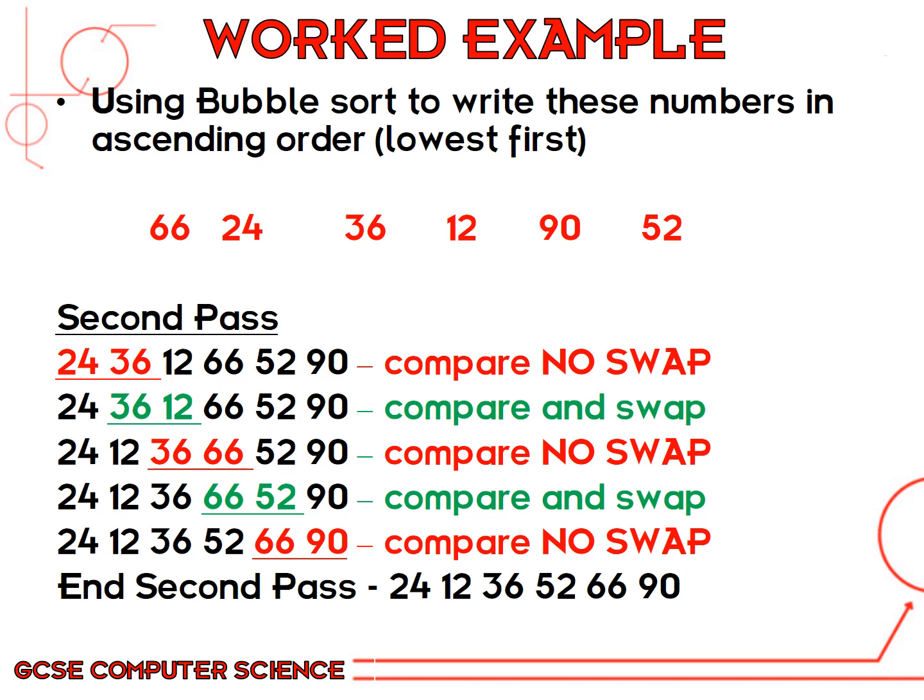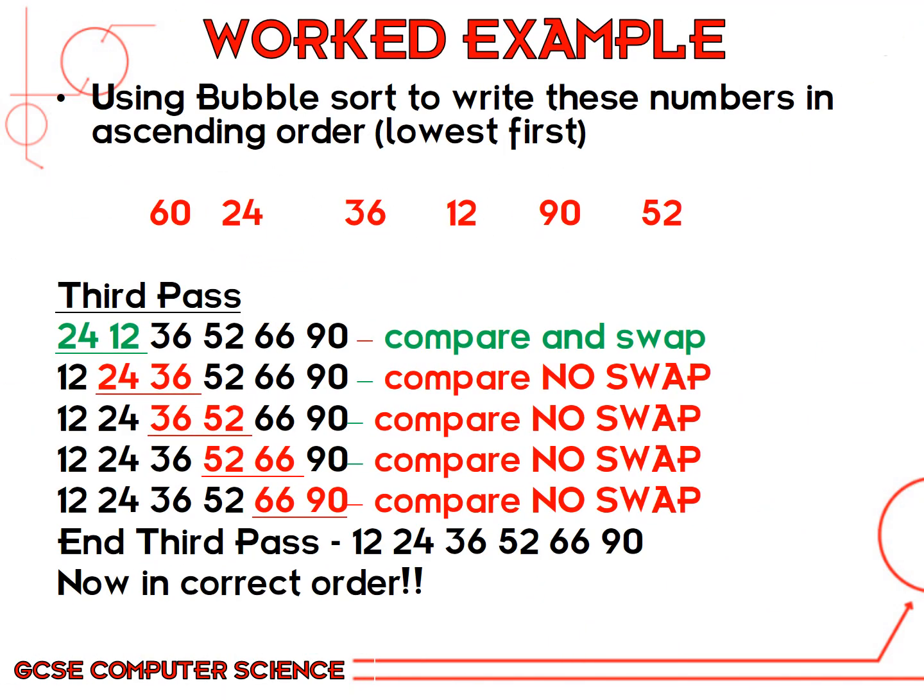So we compare the first two numbers, 24, 36. We don't need to swap them. We compare 36 and 12. They do need to swap. 36 and 64, no need to swap. 64 and 52, we need to swap. And 64 and 90 don't need to swap. Then that is the end of the second pass. You write out the numbers in their final format.